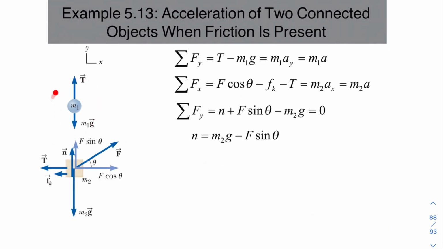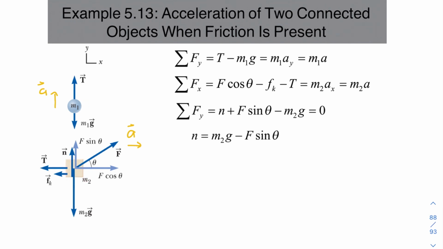Right, so free body diagram firstly. For the hanging object m1, you have tension upward, you have weight downward. Don't forget that your acceleration is upward. Then for the second object, you have normal, you have weight, you have this F, resolve it into components: F sine theta, F cos theta. You have friction, because the possible motion is to the right, so friction is going to be to the left. And we know that there is a tension pointing to the left as well, with respect to m2.